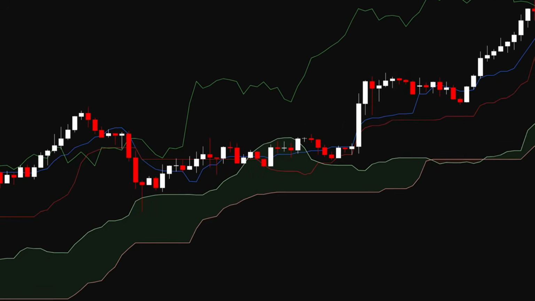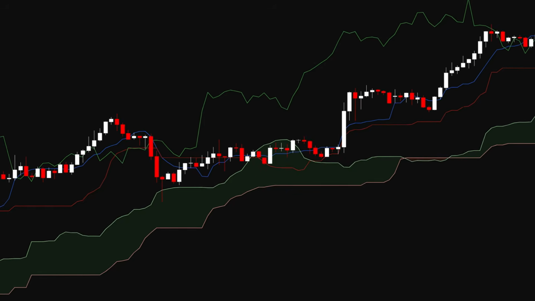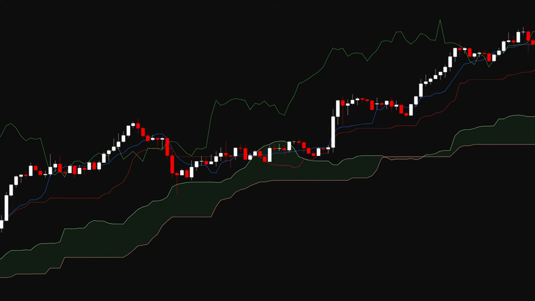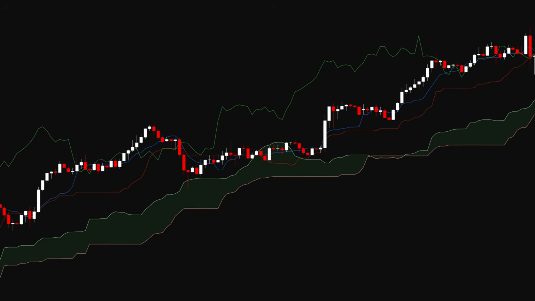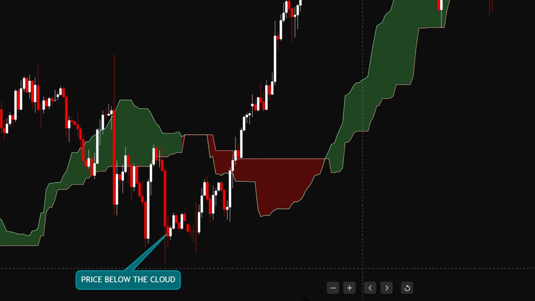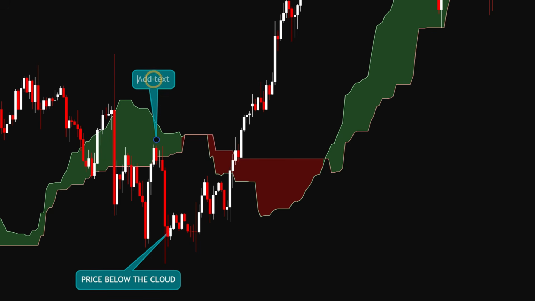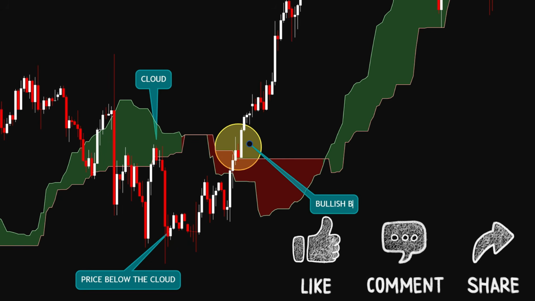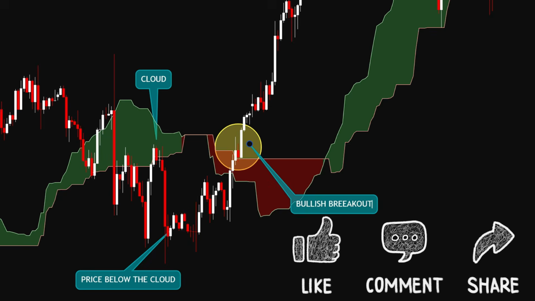Now here's where it gets fun. The whole strategy is based on price breaking below or above the cloud. Let's do the bullish side first. Check this out. Price has been chilling below the cloud. That's bearish territory. But then it breaks above the cloud. That breakout is your potential buy signal. Basically, price is saying, hey, I'm done with the downtrend. I'm ready to push higher.